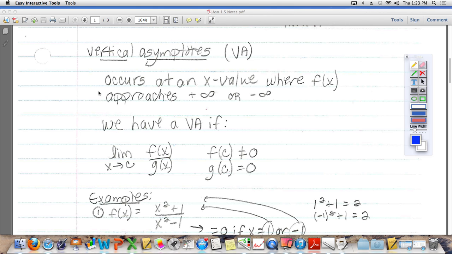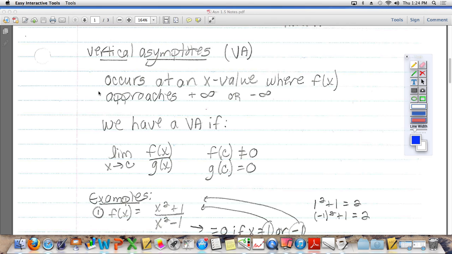So first of all, an asymptote. Now I am going to abbreviate vertical asymptotes with VA. Are you okay with that? It makes it a lot easier to write. I think I did that for you guys in Algebra 2 a couple of years ago too. But asymptotes occur when you have an x value where f of x is approaching either positive or negative infinity. You guys already know that. We already talked about it today.